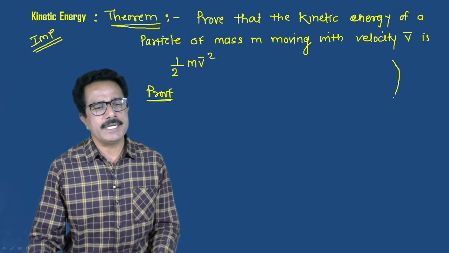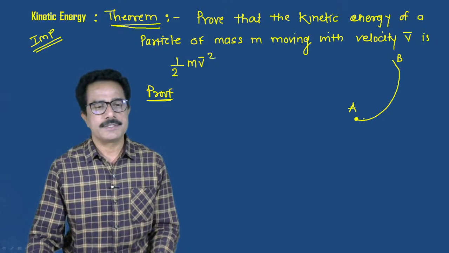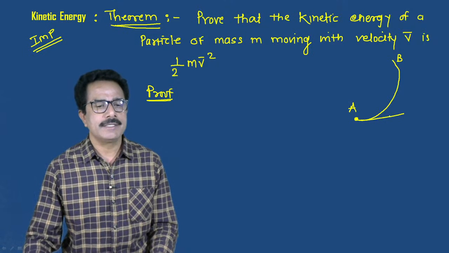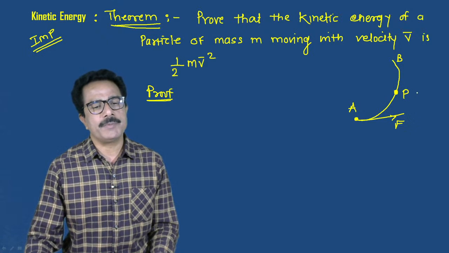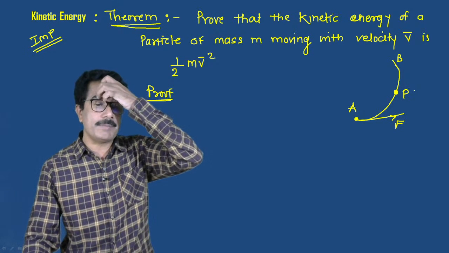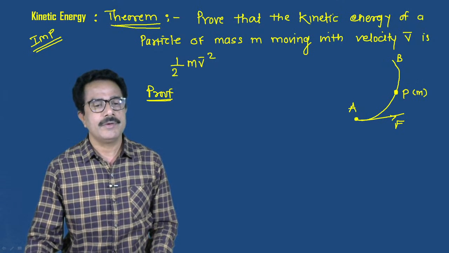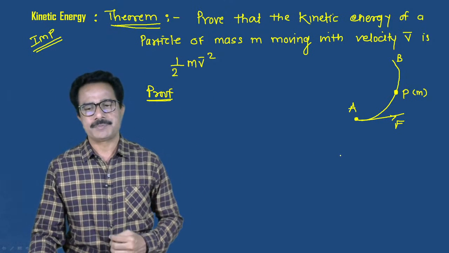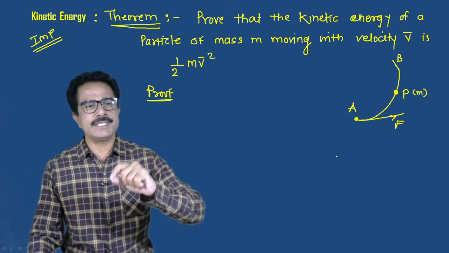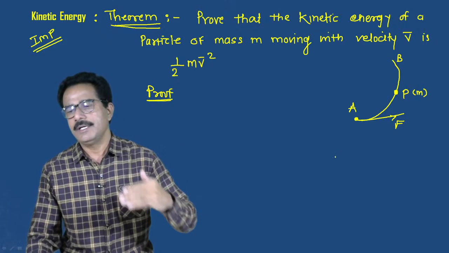See this, suppose a particle is moving from a point A to the point B along the curve. Due to the force F bar, the particle is moving along the curve. Suppose at any instant of time t, the position of the particle is at a point P, and the mass of that particle is small m. Then we have to prove that the kinetic energy of the particle is 1/2 m v square. This is our aim, or this is our main result.